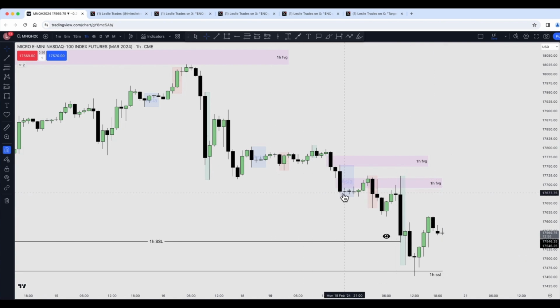So for the Asia kill zone, it runs from 8 p.m. to midnight. For London, it's 2 to 5 a.m. And for New York, it's 8:30 to 11 a.m. These are based on Eastern Standard Time and for indices only. As you can see, during these times, the candles are actually larger, the wicks are longer, and the bodies are fuller.